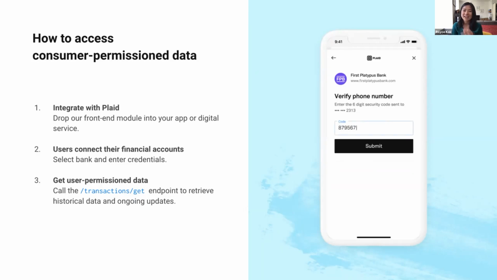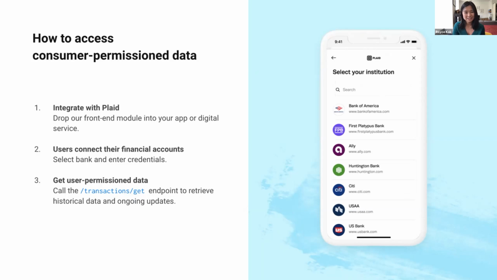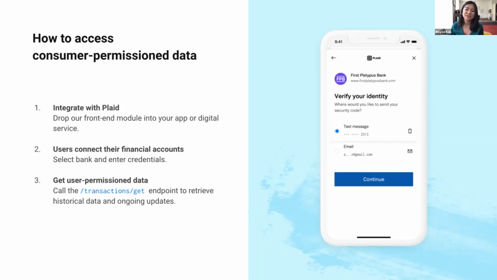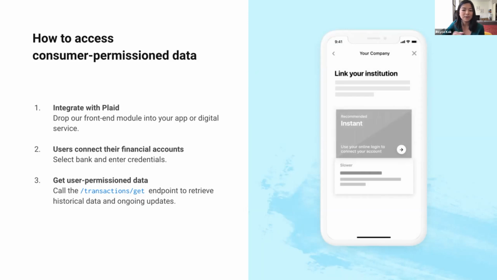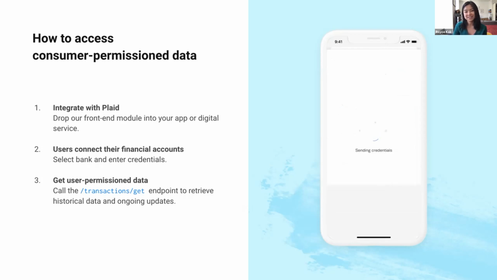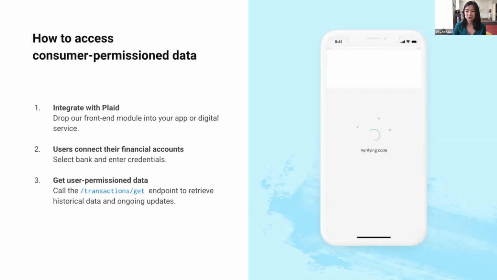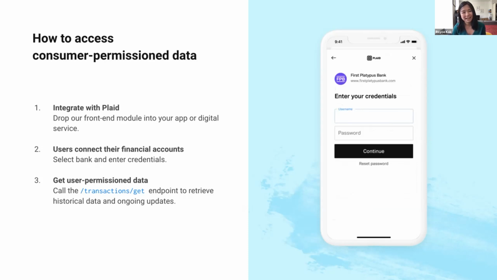All right, if all of this sounds great, and you're wondering how you can get access to user permission data, in 3 simple steps, you can unlock transactions data. First, integrate with Plaid. It takes just a few lines of code to drop our front-end module into your app or digital services. Once you do that, the user will be prompted to connect their bank account. They will then select their bank and enter their banking credentials. Once the user goes through the flow, you can call the transactions get endpoint. You'll be able to retrieve the historical data and get access to new transactions on an ongoing basis. I'm going to pass it back to Richard to check out what happens behind the scenes.